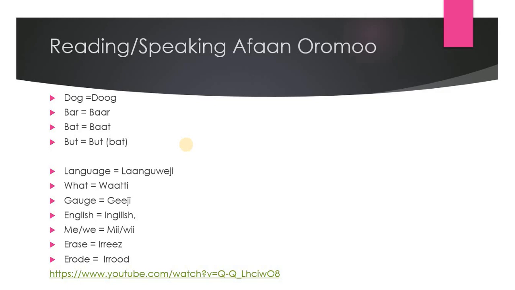That's why we have a double A. We call it "aa". A is not A in Oromo. This is what I was saying. A is not in Oromo. It's always an "a" sound.